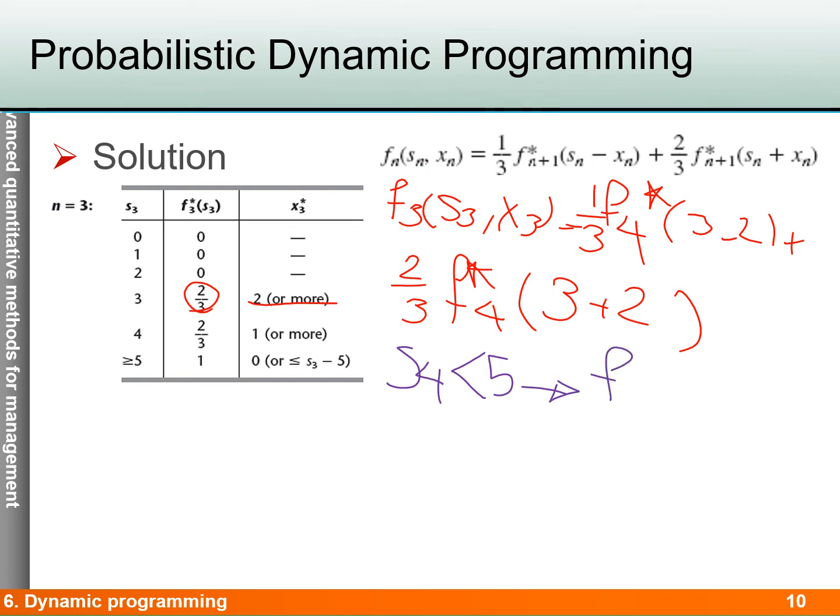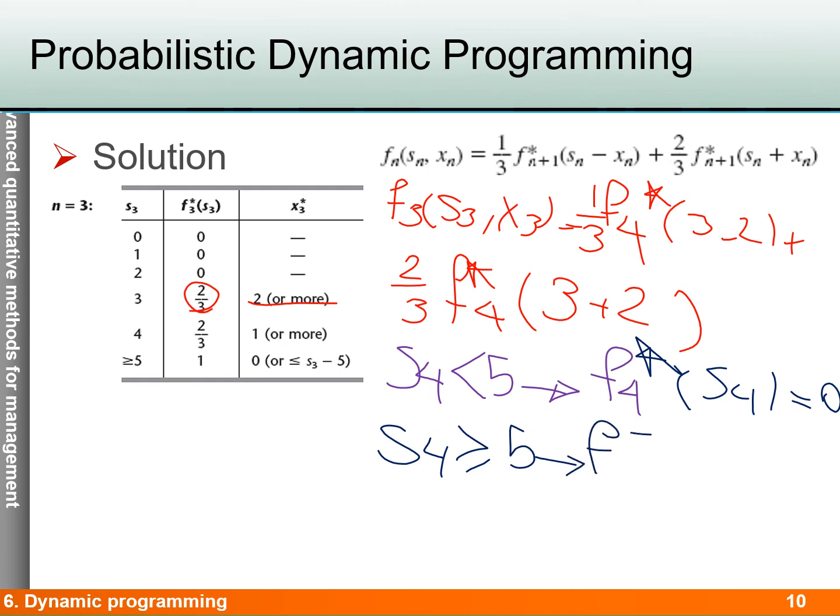If 4 star, if 4 star, okay, S4 is equal to 0, and if S4 is greater than or equal to 5, if 4 star of S4 is equal to 1. Okay, we know these items.